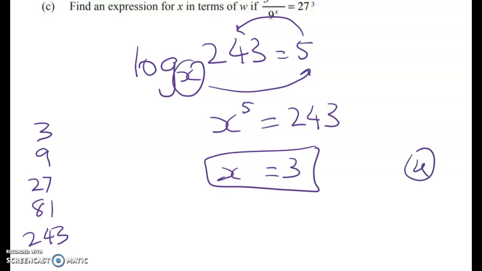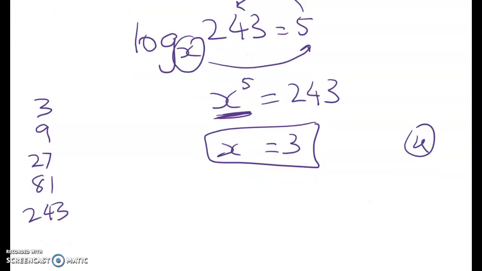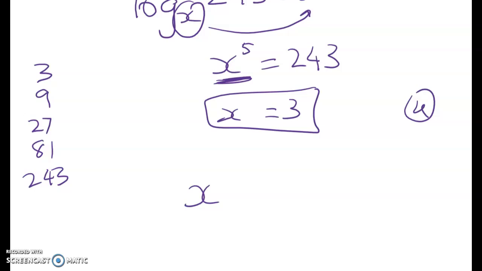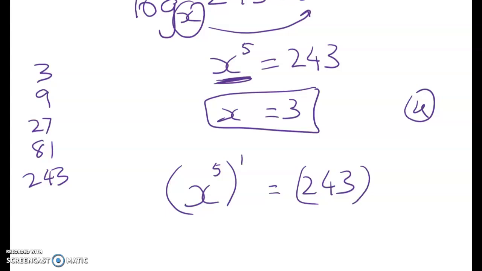But if you didn't spot that straight away, how can we undo something being to the power of 5? Well, if we take both sides and raise them to the same power, that's going to work as well. So if we take the fifth root of x to the power of 5, we get back to x. And then on our calculator, we can say 243 to the power of 0.2, and we'll get x equals 3.